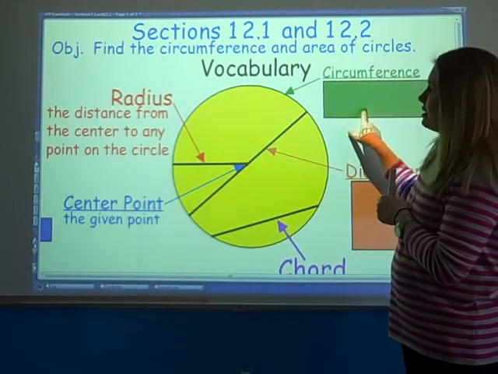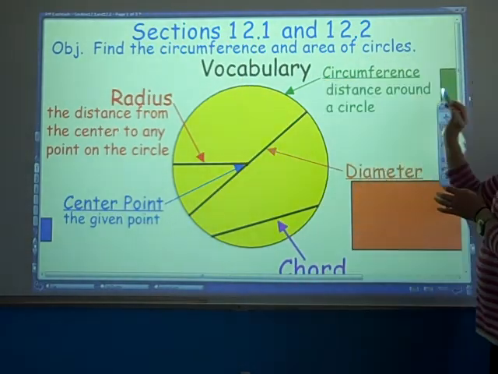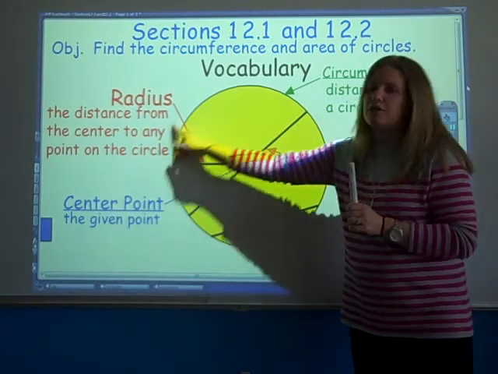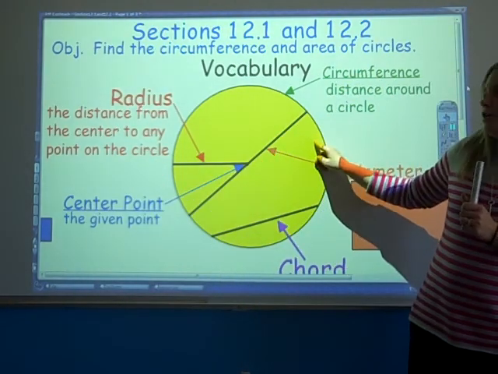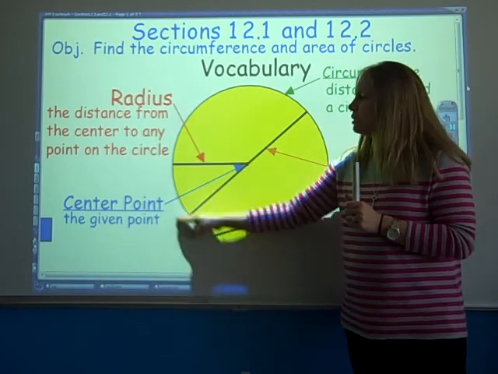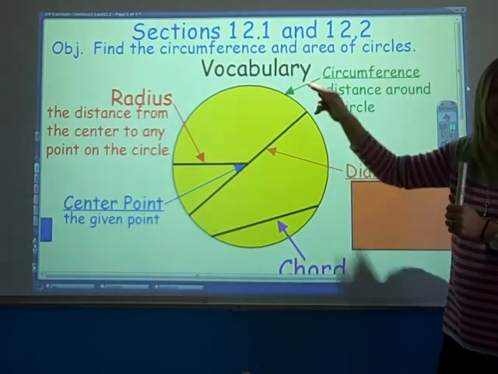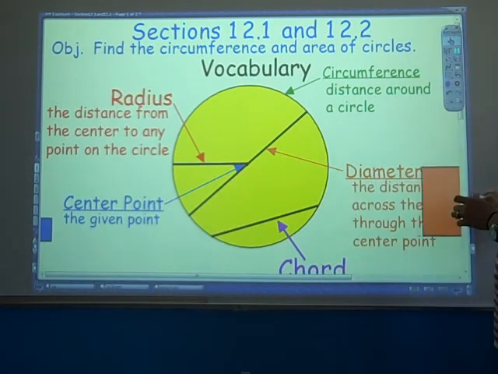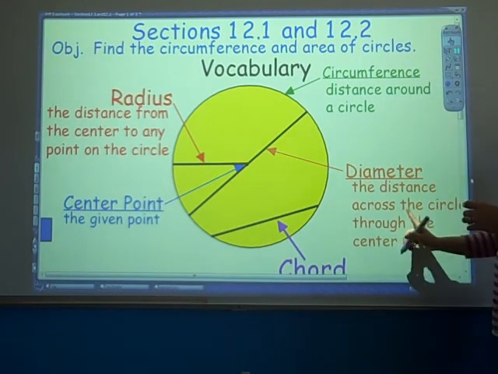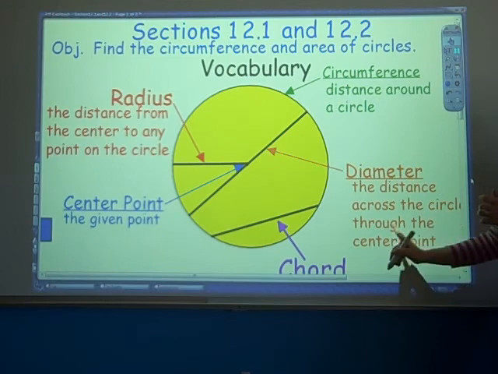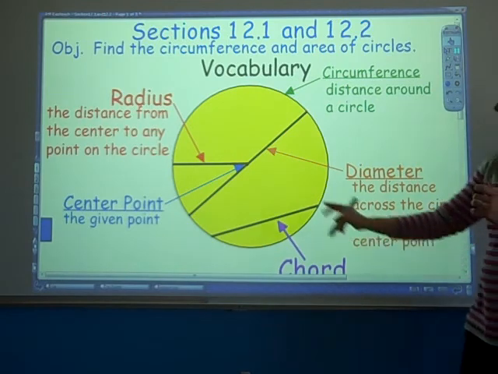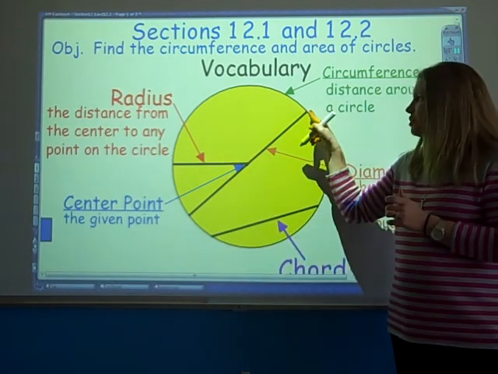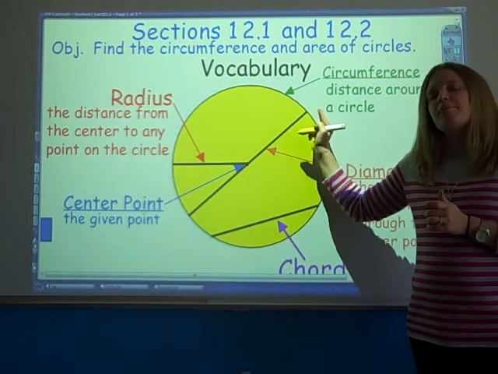The circumference is the distance around the circle. It's like the perimeter of the circle, so how much it is around a circle. It's from starting at one point and ending right back at that point. The diameter is the distance across the circle through the center point. So it has to go through the center, and it has 2 points that are on the outside part of the circle.